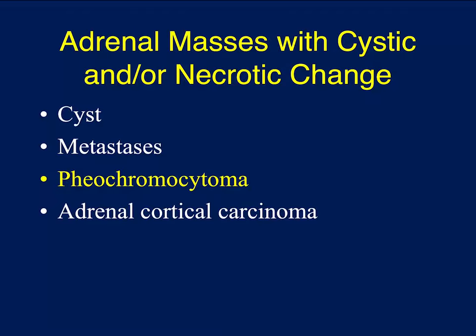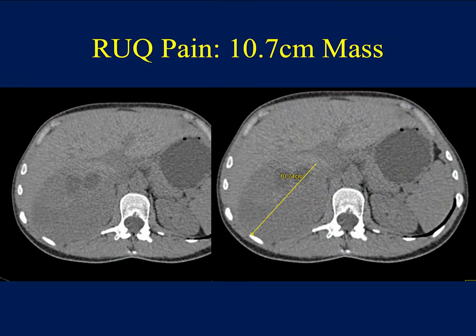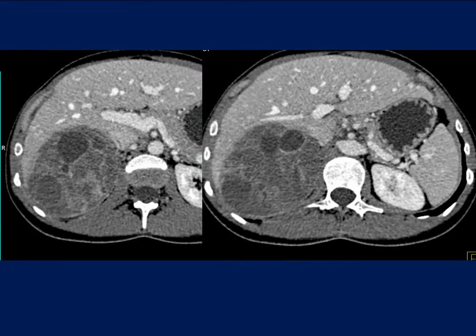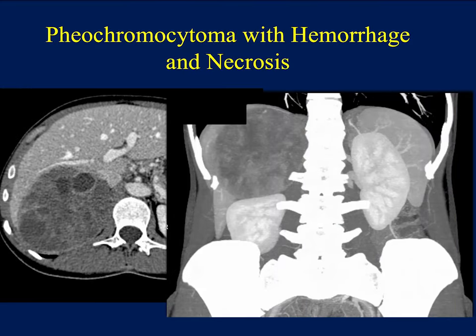Now, adrenal masses with cystic or necrotic change: obviously cysts, metastasis, particularly from things like melanoma, pheochromocytoma, as I showed you, and adrenal cortical carcinoma, as I showed you as well. What about this case? Almost an 11 centimeter right adrenal mass. There's some cystic changes and solid components. There it is with venous phase imaging. Lots of cystic changes, really necrotic. This was also a pheochromocytoma.